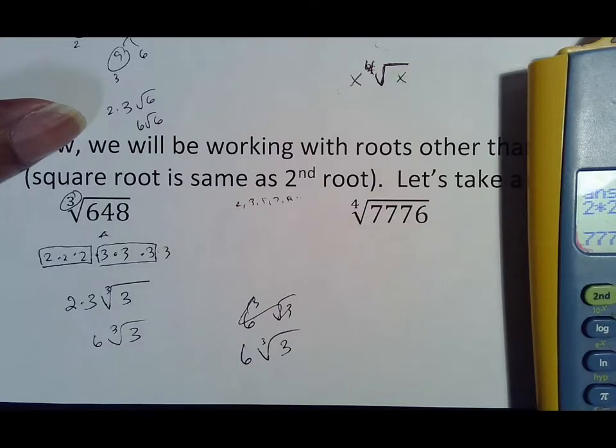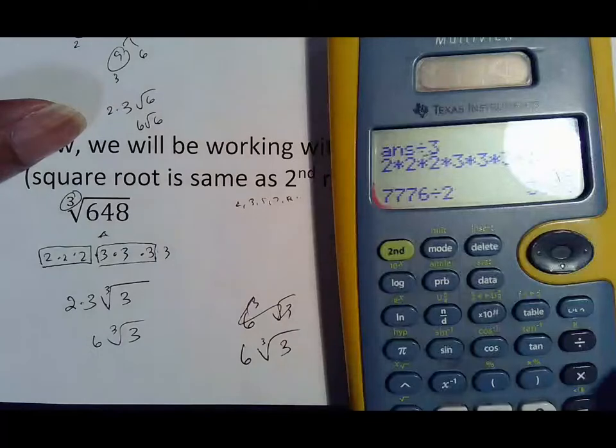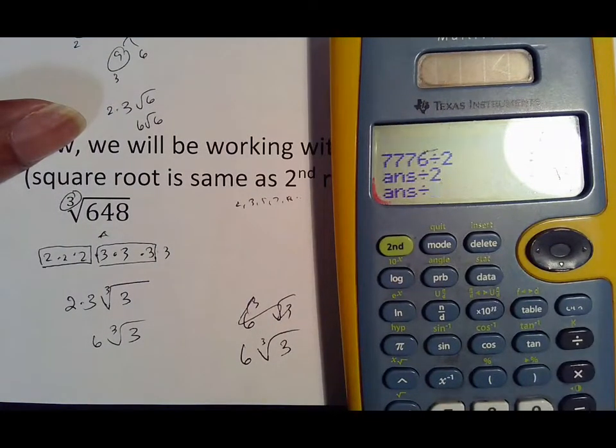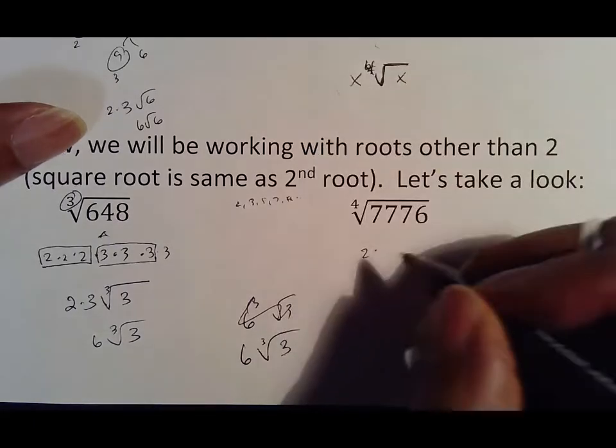Same thing for 7776. Divided by 2 is 3888. Divided by another 2. So that's 2 2's, 3 2's, 4 2's, 5. So 5 of them.